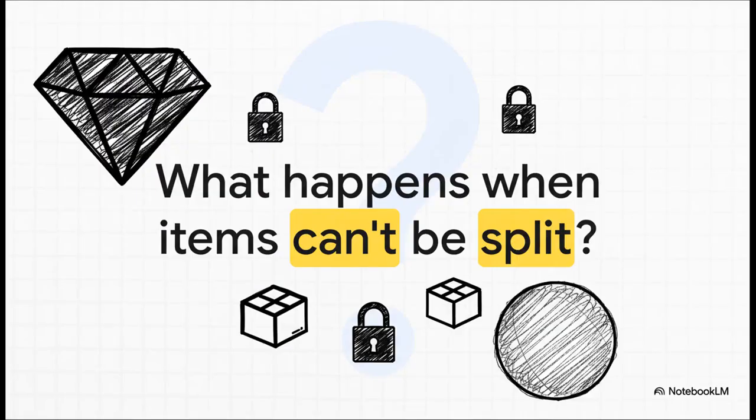So there you have it. We've mastered the divisible. We've seen how that one simple rule, that you can slice up items, leads to this incredibly elegant and efficient greedy solution. But it leaves us with a really big question, doesn't it? What happens when that power is taken away? What do you do when the items can't be split and you're forced to make those all-or-nothing choices? Well, that's a story for another time.